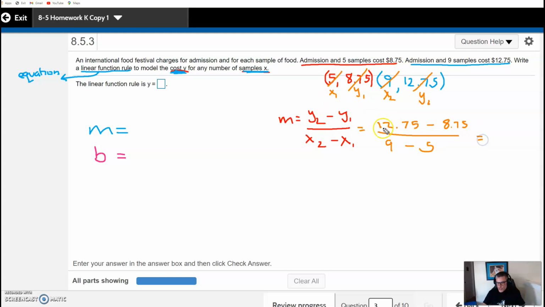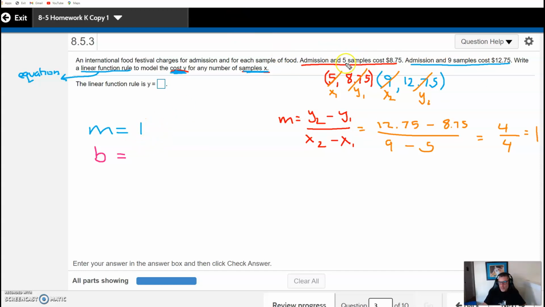All right, what do we got here? $12.75 minus $8.75 is 4, over 9 minus 5 is 4. And 4 over 4 is equal to 1. So just coincidence, but same as last problem, our slope in this situation is 1. And what that is telling us is that each sample costs $1, right?